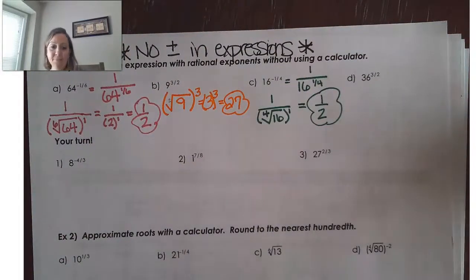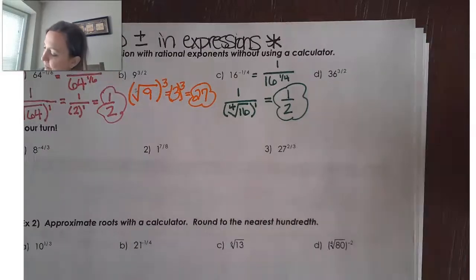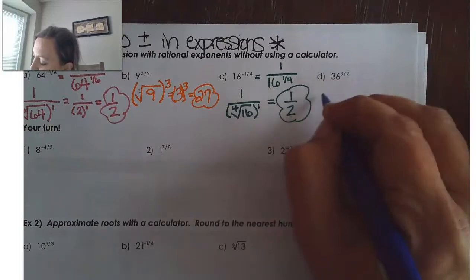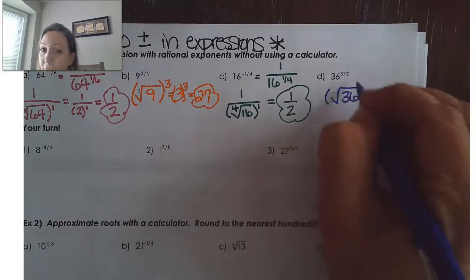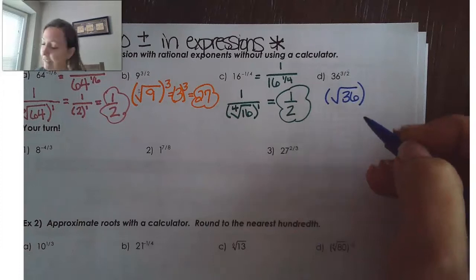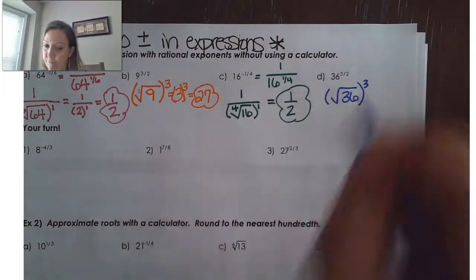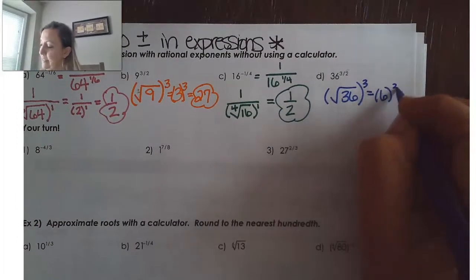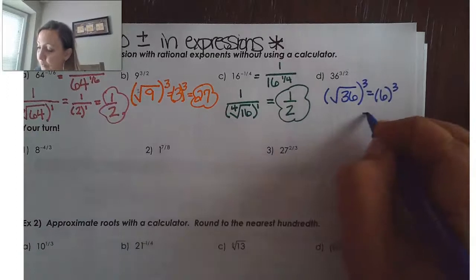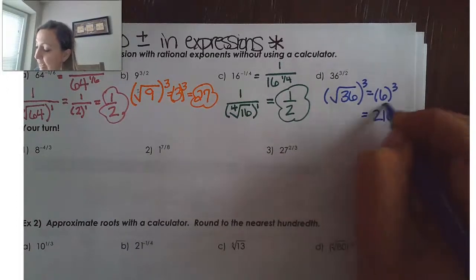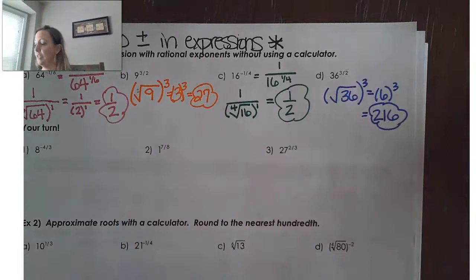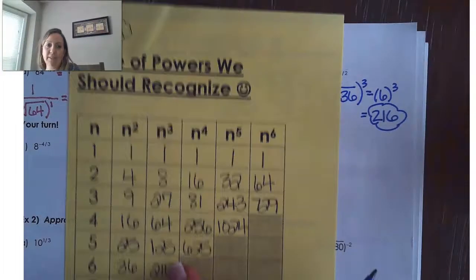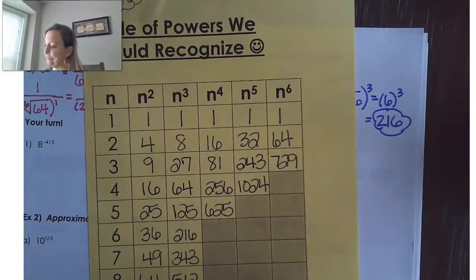And then letter D, 36 to the 3/2. Again, because my denominator is 2, that's going to be like the square root of 36. I'm not going to put 2 as the index though. And then cubed. So the square root of 36 is 6. And 6 cubed, hopefully we know, is 216. If not, again, you can use the power chart the regular way. You can take 6 cubed to find that that's going to be your 216.